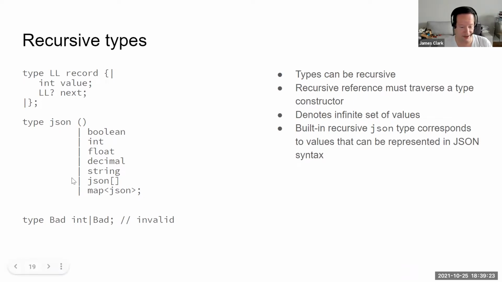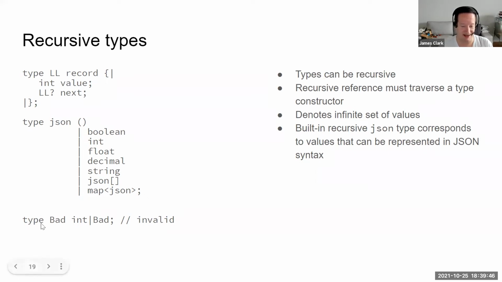And not all recursive references work. Another example of this, which we use all the time, is JSON. So our JSON type is either nil, so we allow nil to be written as null, or a Boolean, or a number, or a string, or an array of JSON values, or a map of JSON values.